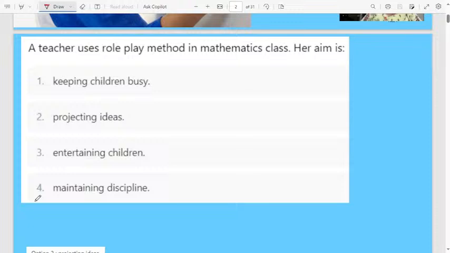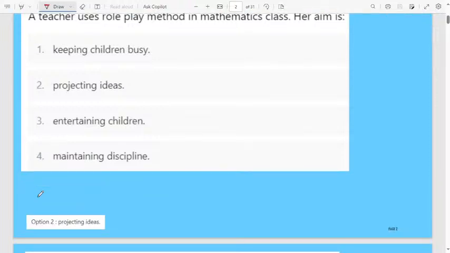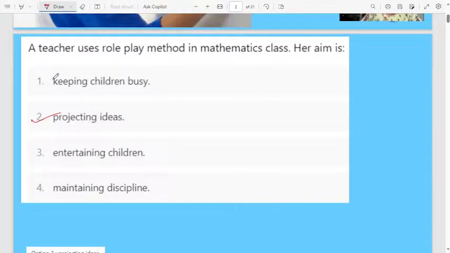Here the correct answer for this question is option 2, projecting ideas. Here the teacher uses role play method in mathematics class. Her aim is to project the ideas. She has to give the ideas to solve a particular problem. That's why projecting ideas. Otherwise, if you are solving any problems, how to solve the problems, steps, then formulas, rules, everything is very important.